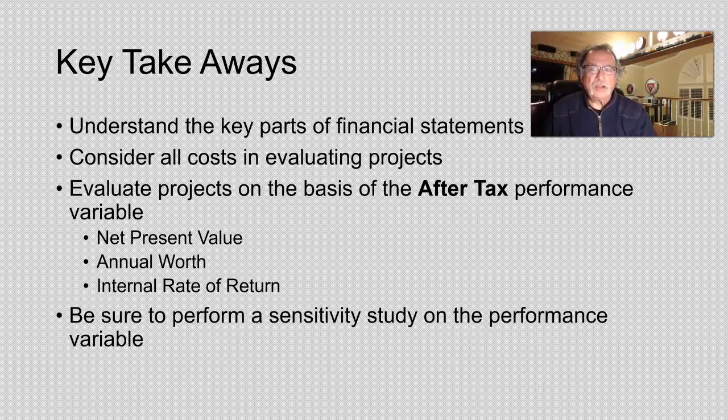And your performance variable is either going to be the net present value, the annual worth, or the internal rate of return. And typically in industry, internal rate of return is used the most, along with net present value. Annual worth is not used as much, but if you're evaluating 2 or more projects with different lives, depending upon your assumptions, annual worth may make the calculations easier to do.